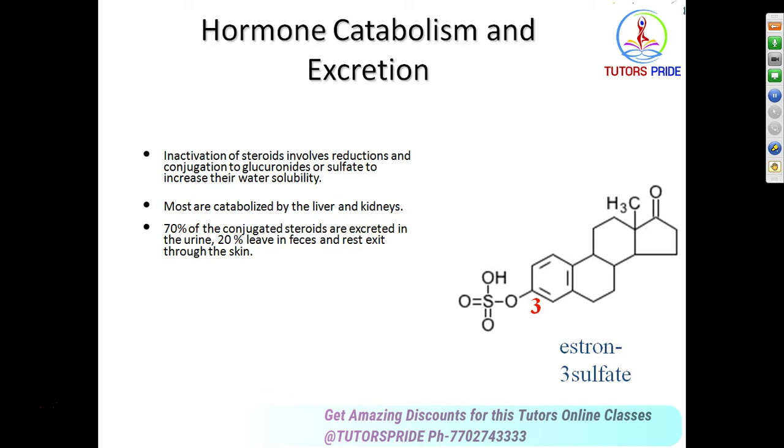Catabolism means destructive metabolism. So how are they going to be catabolized? They are catabolized by various enzymes of the liver and kidneys. And as I told you, 70% of the conjugated steroids are excreted in the urine, and 20% in the feces, in the stool. The rest, about 10%, exits through the skin, through sweating.